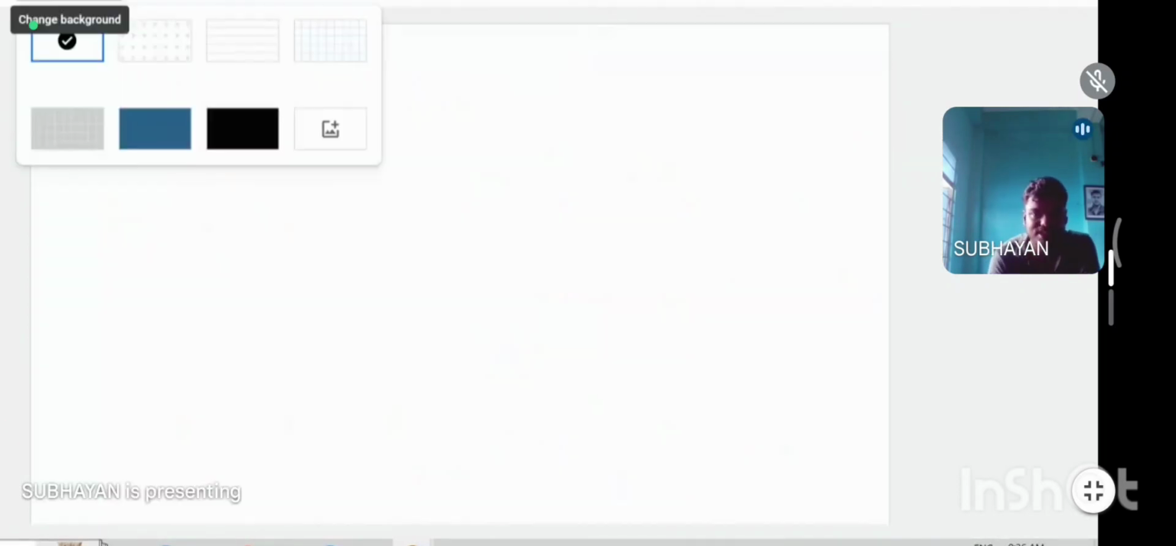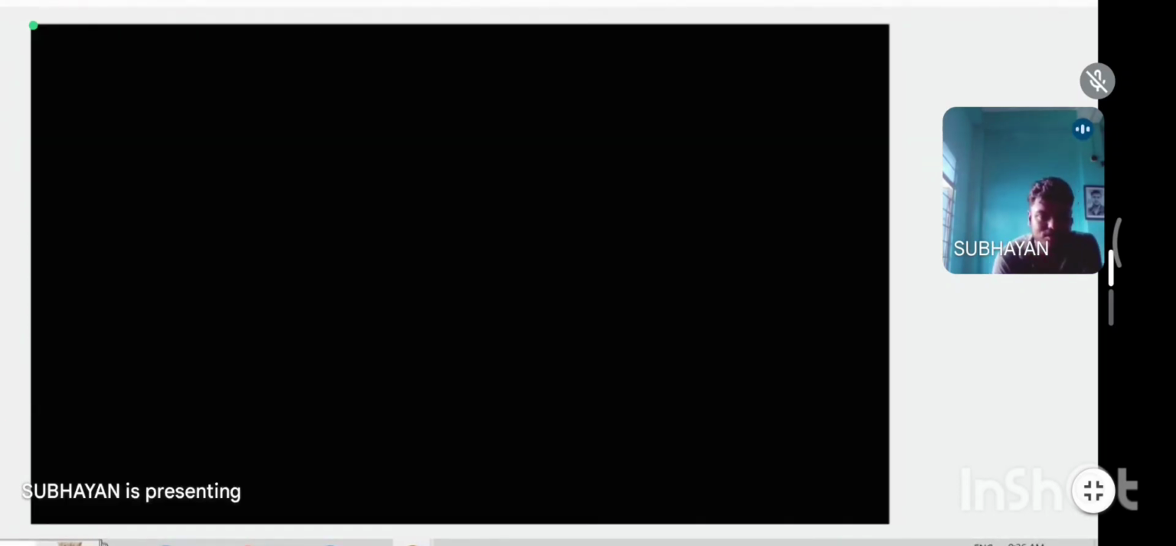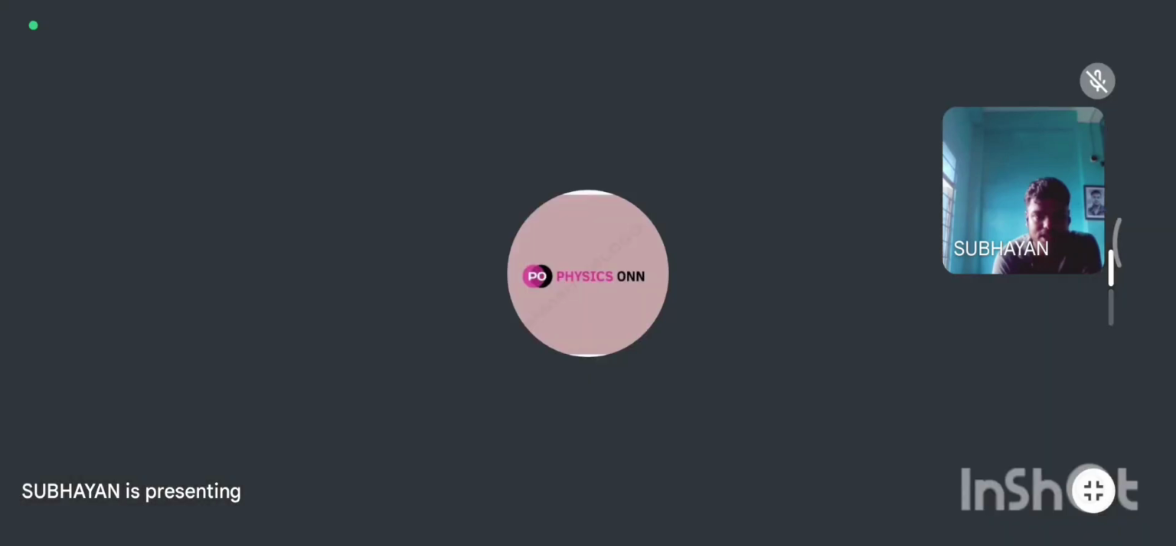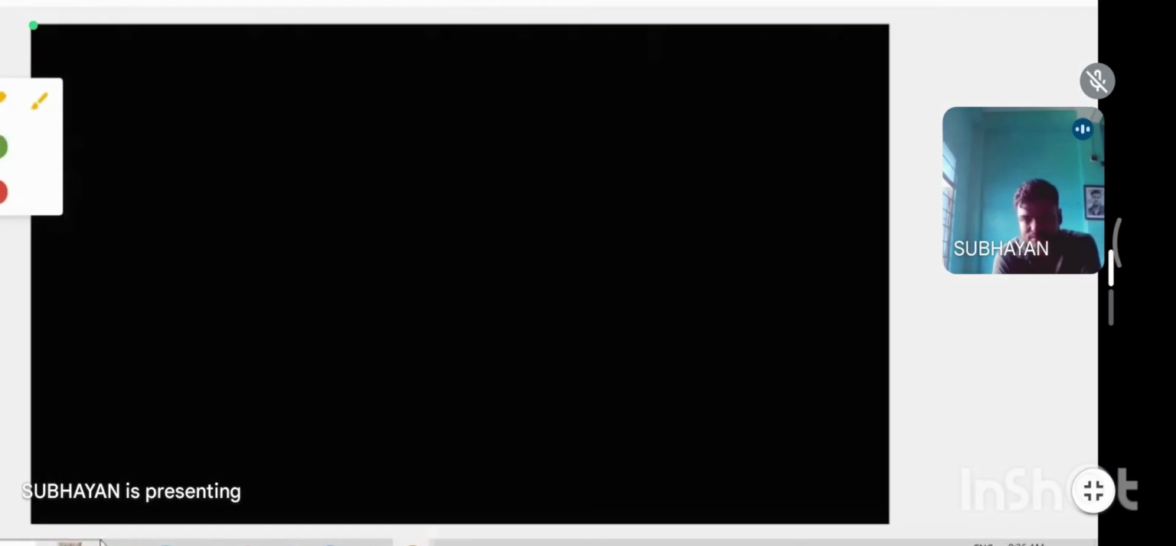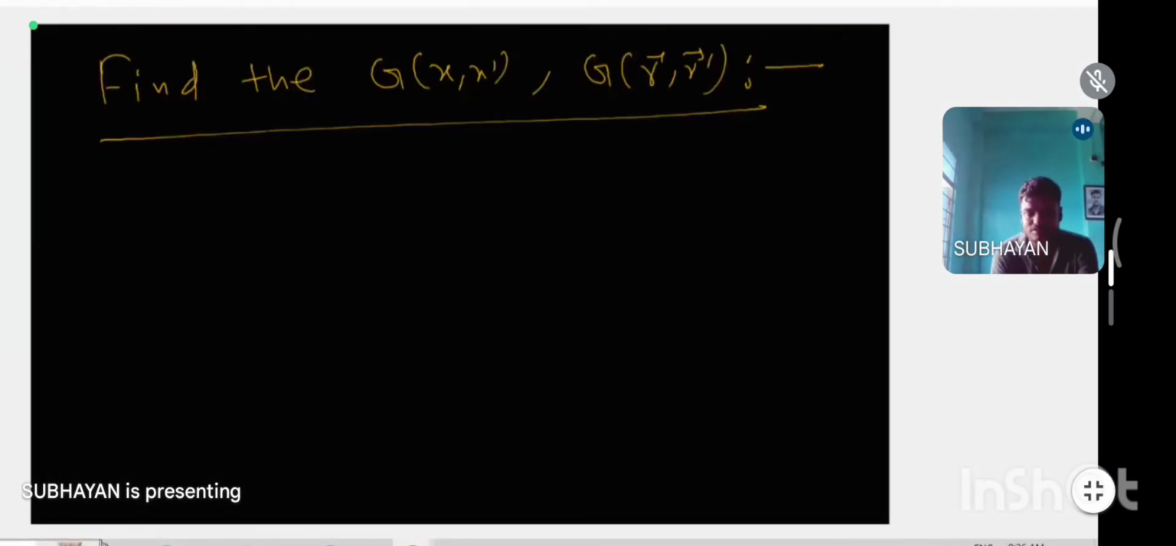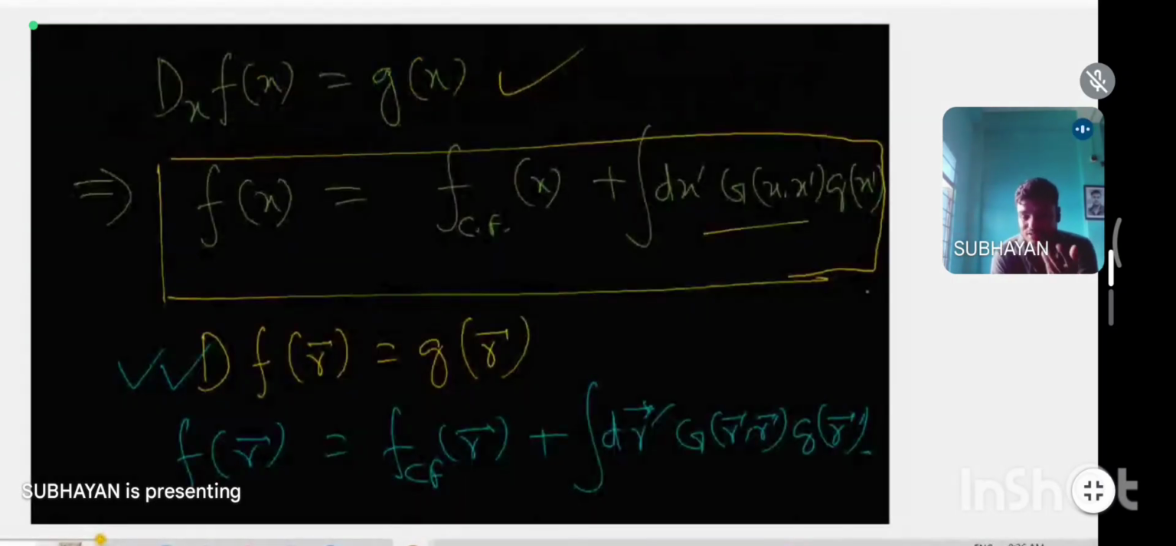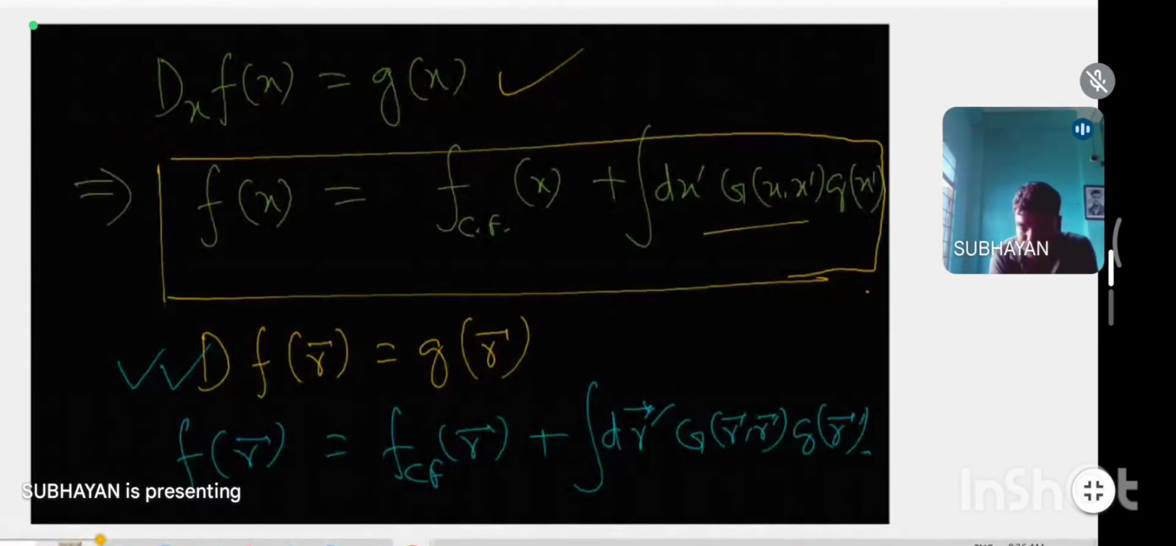Now your next job is to find the Green function G(r, r prime) in 3D. You have done the job by writing the solution, but it is not the explicit form of the solution. You have to find the terms in this equation.